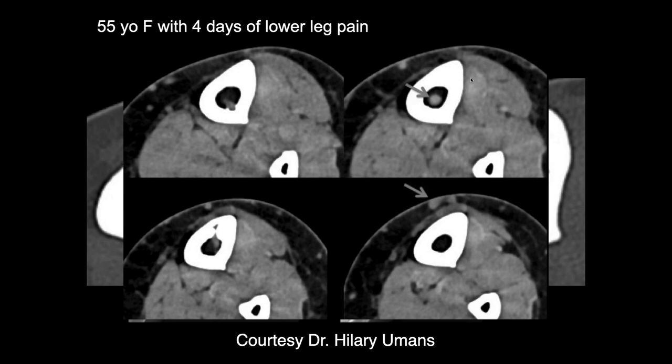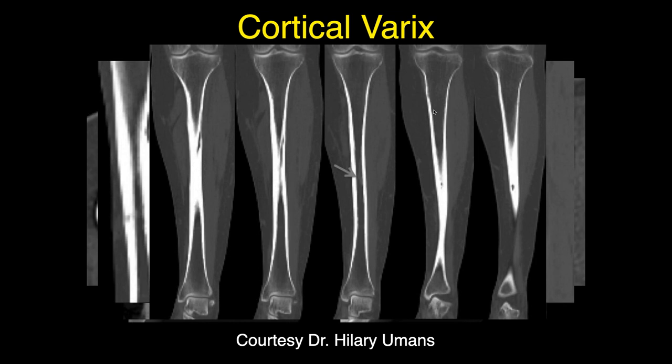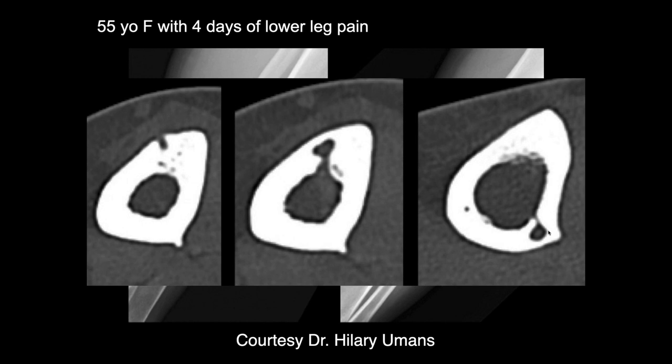This turns out to be a varix. Oh, okay. A varix in the bone. It really doesn't have that irregular destructive appearance that you would typically see with an osteosarcoma. And the margins are really pretty small, really sharply defined here. But anyway, so that was just a cortical varix.